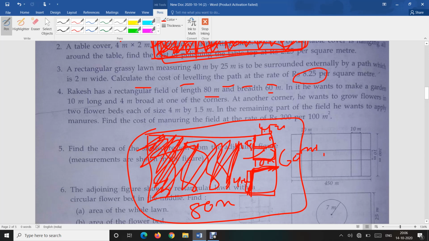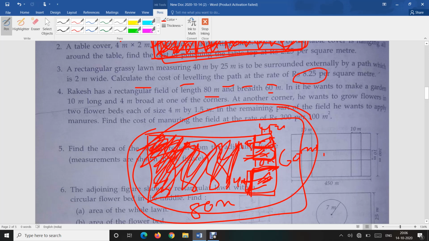the area of these two rectangles, and we can add these 3 areas. That means we can add these 3 areas and we can subtract the sum of these 3 areas from the whole rectangle, and in this way we can find out the area of the remaining portion. So let us do the question.